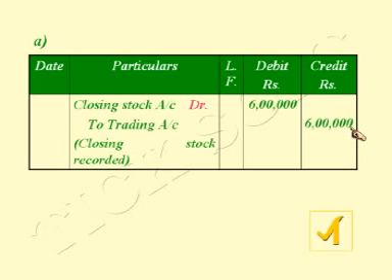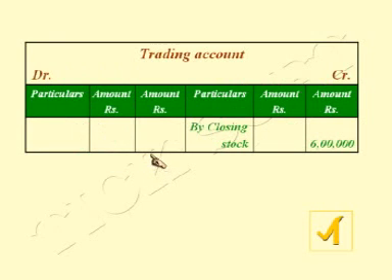All the adjustment items you have to record in two places, because both the debit and the credit aspect have to be recorded. That's why all the adjustments come in two places, don't forget. So for closing stock, this is the entry: closing stock account debit 6 lakhs to trading account 6 lakhs, being closing stock recorded. Then what is next?